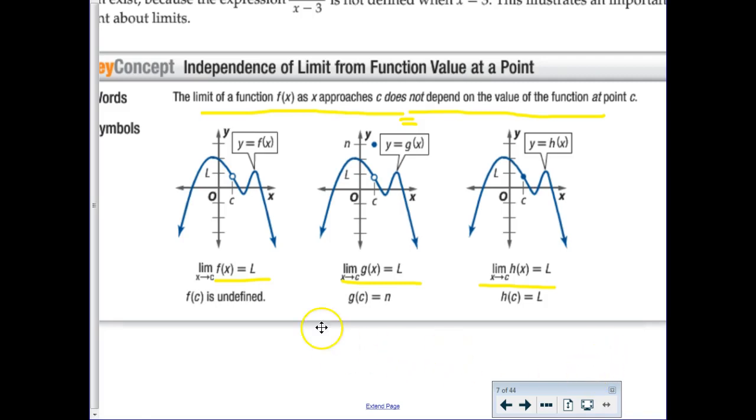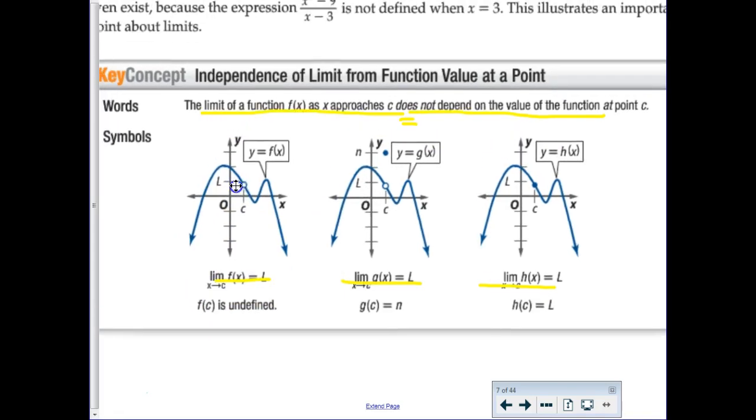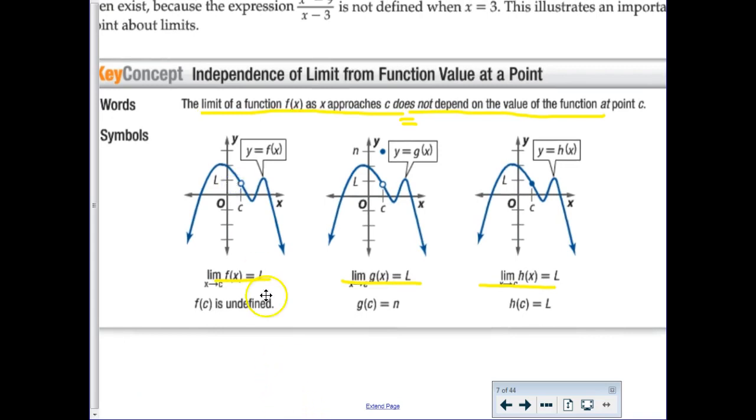These are from your textbook, and this is a good example of limits and what's going on with the different possibilities. You could have a function where as you approach the value of c, the limit is approaching a value, they're calling it L for limit. There is some value L, call it whatever you want, but it's approaching the same y value from either side there.